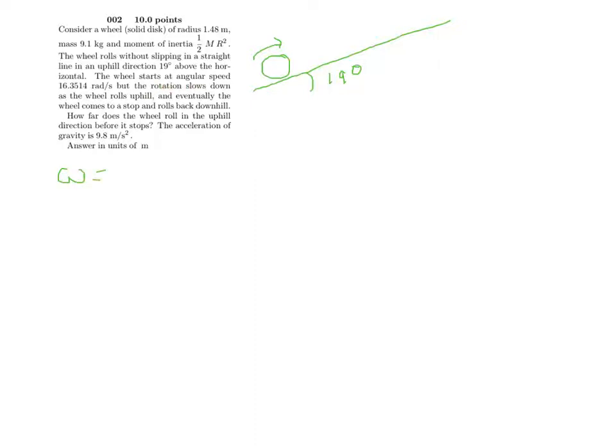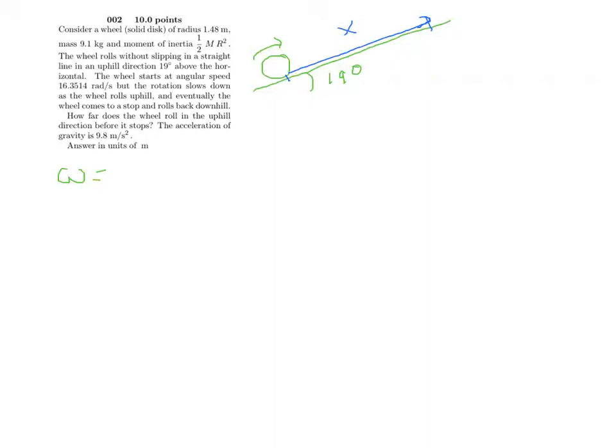But the rotation slows down as the wheel rolls uphill, obviously, and eventually the wheel comes to a stop and rolls back downhill. So the wheel's going to go up slower, slower, slower, reach a highest point, and then turn around and come on back down. How far does the wheel roll in the uphill direction before it stops? This is asking for this distance here to here that it rolls uphill before it stops. So I'm going to call that x, some distance x that it rolls uphill.